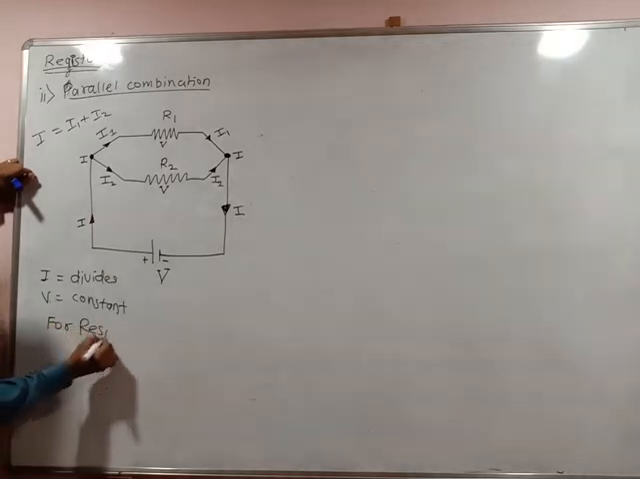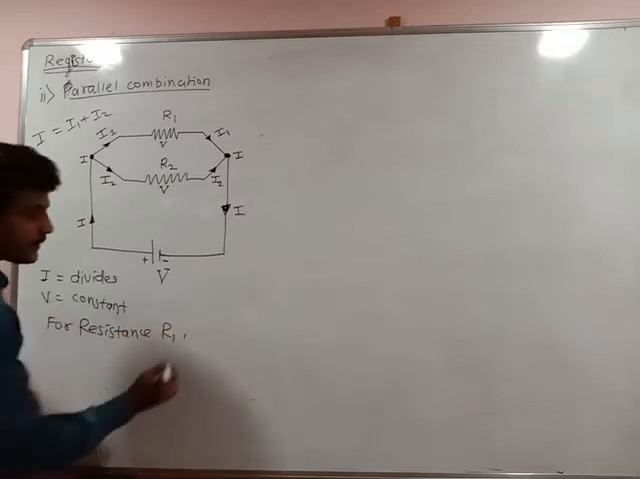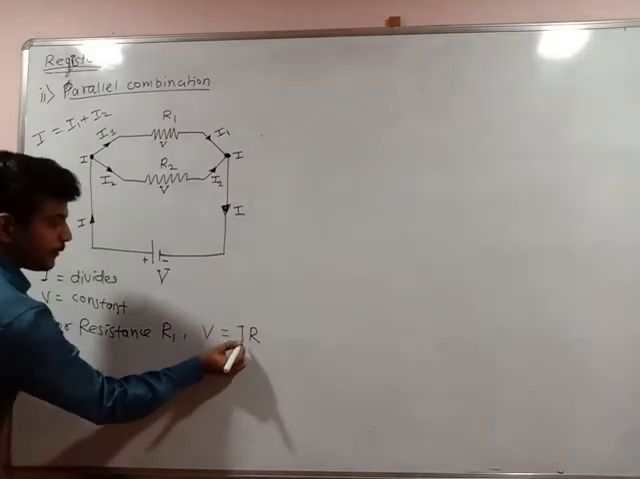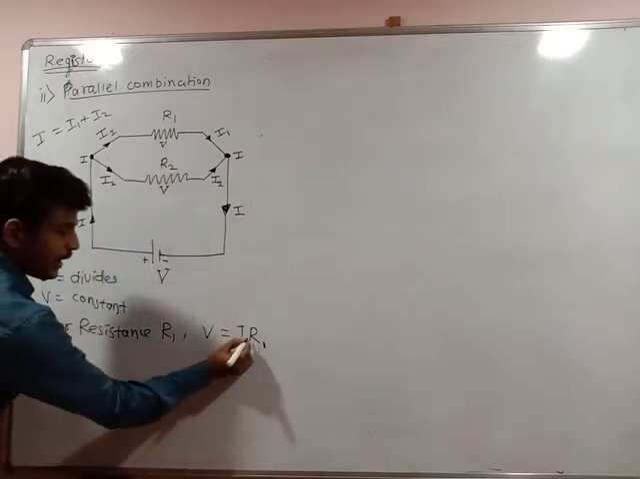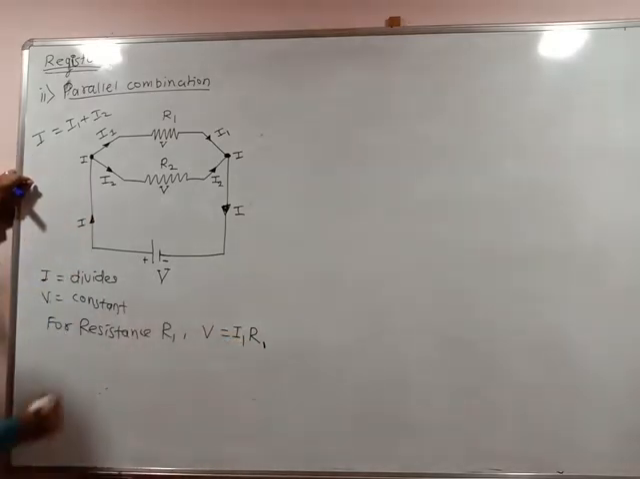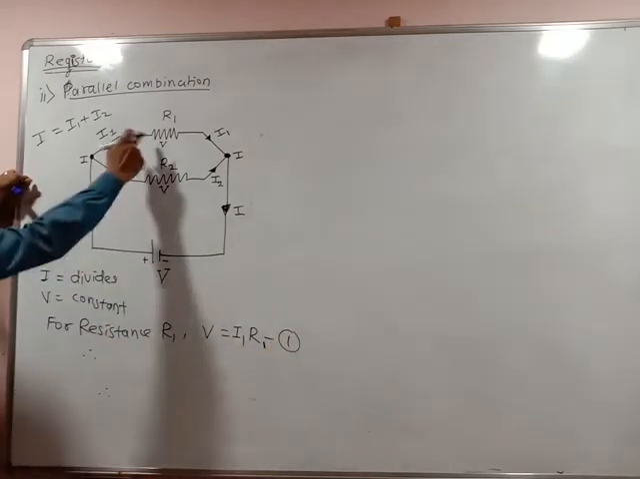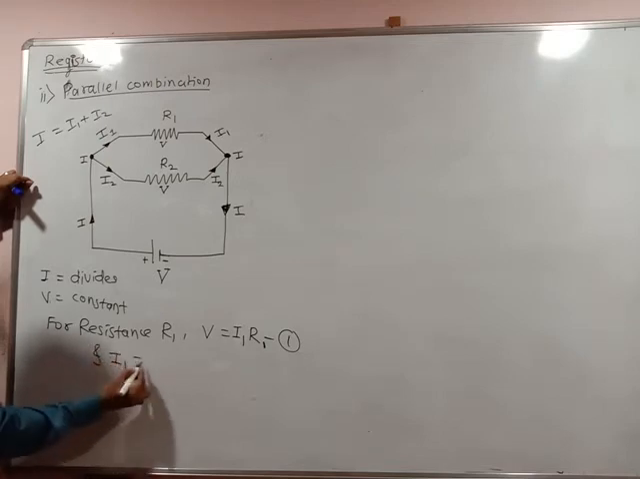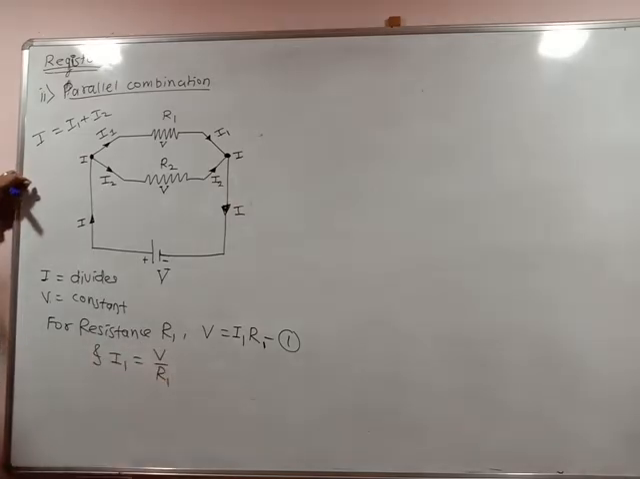For resistor R1, V is equal to IR. For resistor R1, the voltage drop remains V. The current is said to be I1. Therefore, the voltage drop is I1 R1. Equation 1. This is the voltage drop across R1, and current I1 is said to be V upon R1. Current I1 is said to be V upon R1.